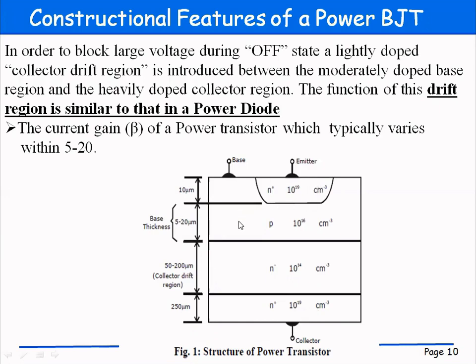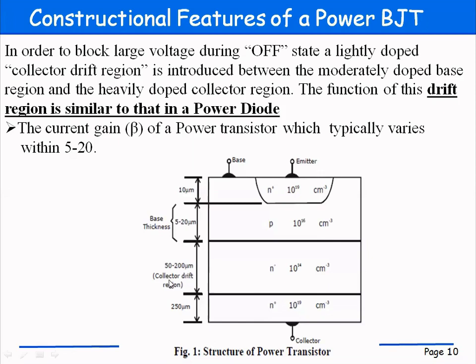So in between the base and collector, we add one layer, that is a lightly doped layer. So here we can say N plus, P and N plus. The doping of the collector is 10 raised to 19. Again, the doping of the base is moderate, that is 10 raised to 16, and the doping of the emitter is 10 raised to 19. So as compared to all these three regions, this layer is very lightly doped.